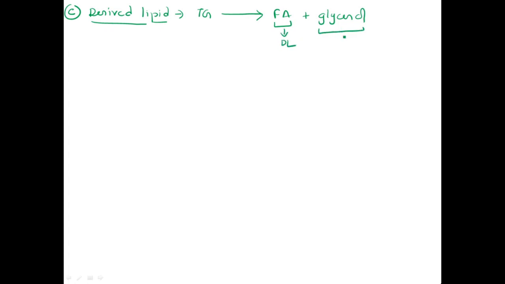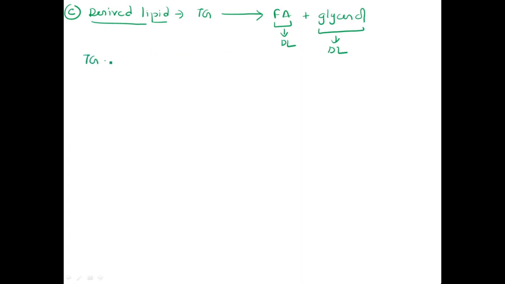Third group of lipid is derived lipid. Derived lipids are obtained by the hydrolysis of group 1 and group 2 lipids, that is simple and compound lipid. When they undergo hydrolysis, the products obtained are called derived lipid. For example, we have triglyceride that will undergo hydrolysis to form fatty acid and glycerol. This fatty acid is also a derived lipid. This glycerol is also derived lipid.